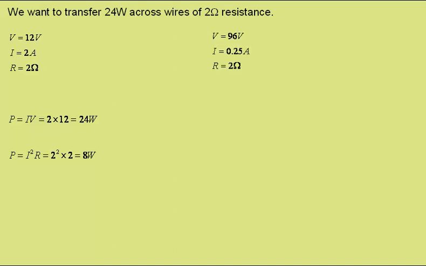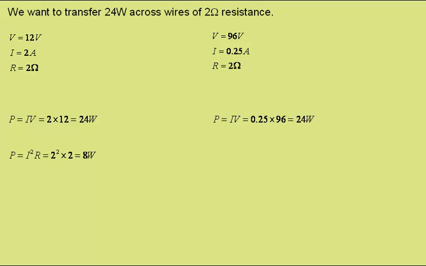If we increase the potential difference 8 times to 96 volts, we then need a current of just 0.25 amps, a quarter of the current. The wires still have a resistance of 2 ohms. Now, power is equal to current multiplied by potential difference. 0.25 times 96 still gives us 24 watts of power.